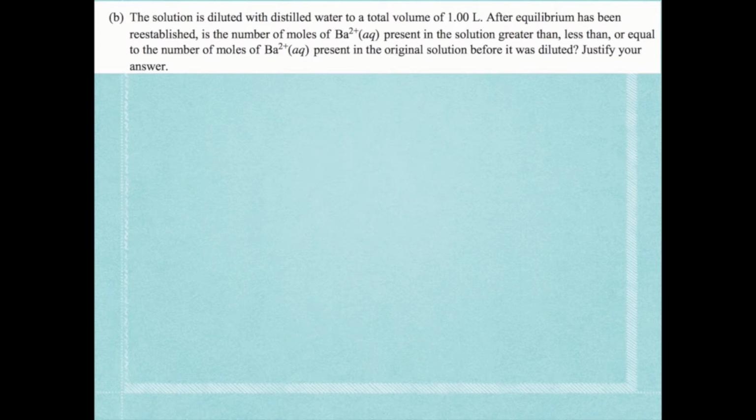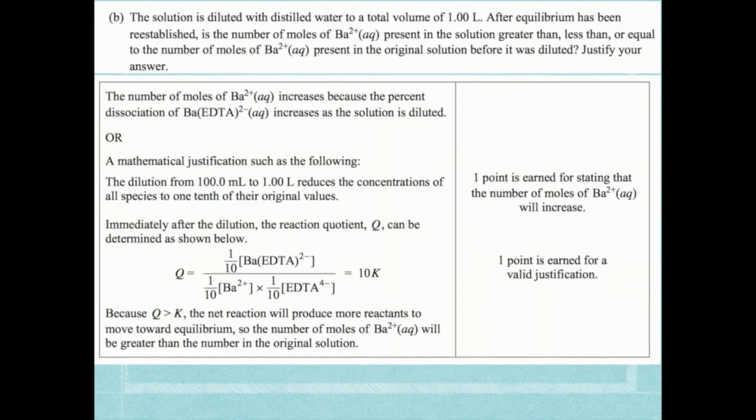If I'm adding water, I'm going from 100 mL to 1 liter. That means I am decreasing the concentration of each of these. I'm dividing it by 10. And if you don't believe me, actually do the math out. You have 100 milliliters, and you are adding enough water to increase that volume by tenfold, which means you are decreasing the concentration by 10.